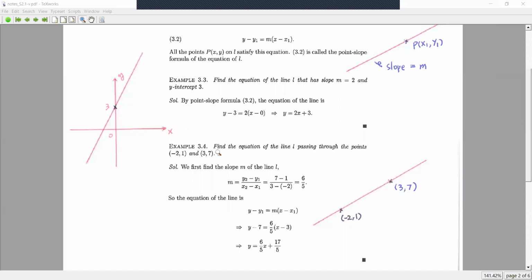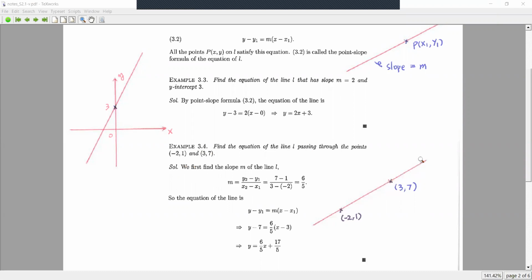Second example. Find the equation of the line L passing through these 2 points. Suppose this line is line L, and (-2, 1) is this point. (3, 7) is this point. Now, we want to write down the equation of this line.